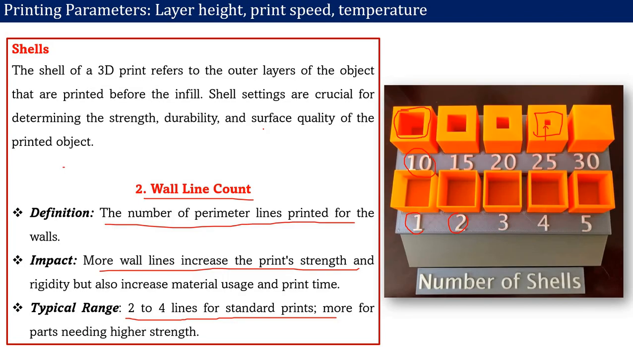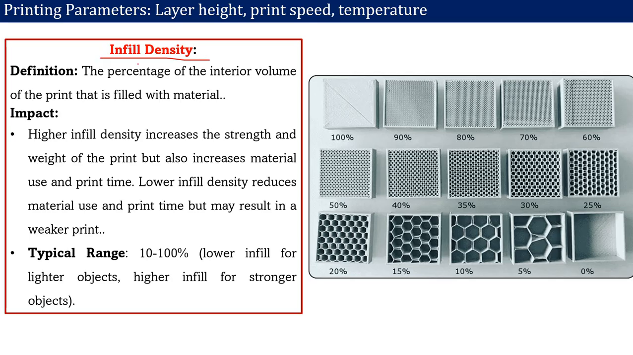Then we have the infill density. This is a very important parameter in 3D printing. The percentage of the interior volume of the print that is filled with material is called the infill density. It ranges from 0% to 100%. 0% means nothing is inside the model, only the outer shell, with the shell count we have given, but inside nothing is there. If you increase that percentage, we are inserting material inside, and 100% means it is totally filled with the material.